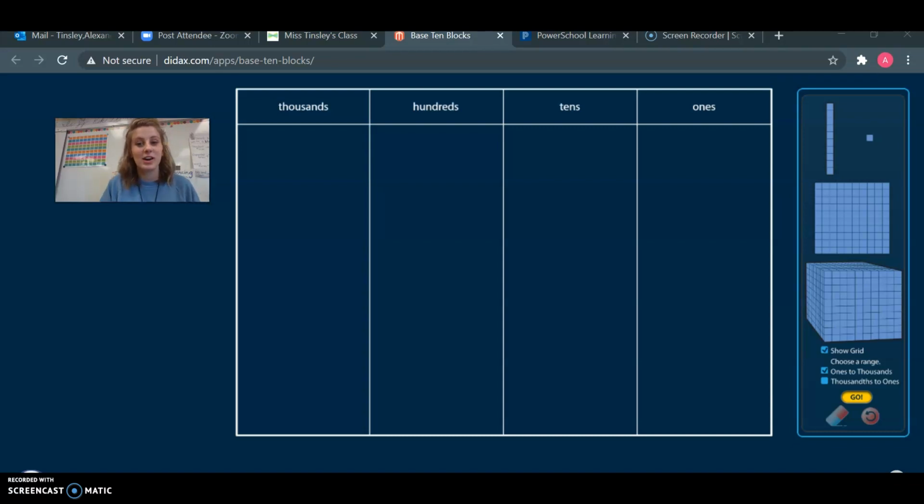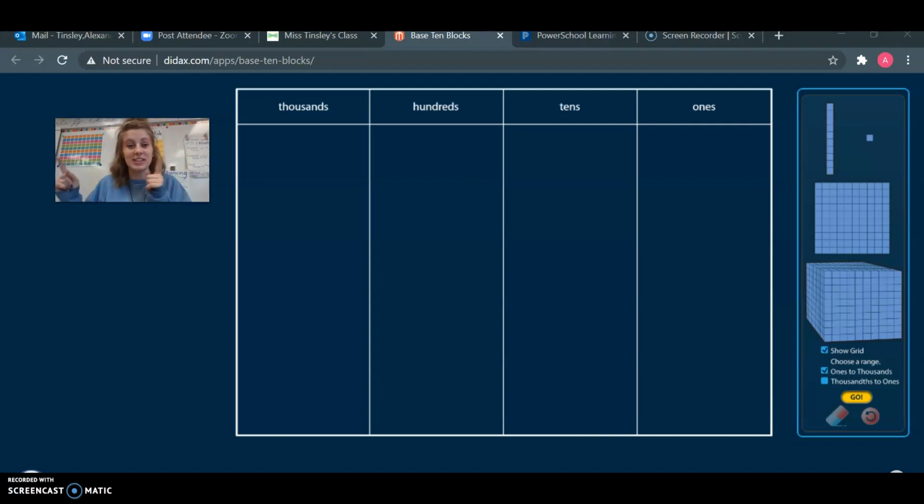Hello, if you were not on our Zoom this morning, you should be watching this video to learn about grouping tens into groups of 100, okay? So we are calling this Magic 10. Magic 10 is what we are using to group our tens. And this is going to make counting a lot easier when we have those super big numbers.